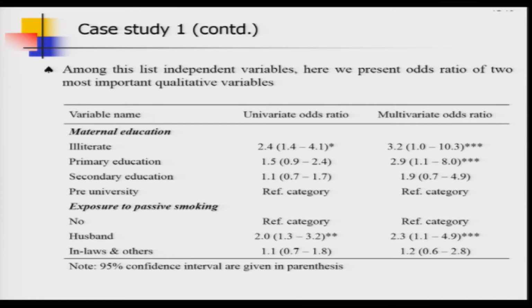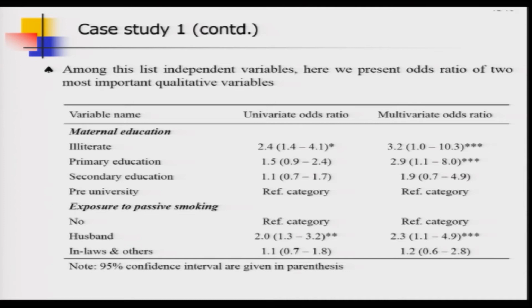namely husband and in-laws and others. So, what do they mean? Husband dummy means that this pregnant woman's husband used to smoke, and she was exposed to passive smoking from the husband, and a similar interpretation can be given to the in-laws and others dummy variable as well.